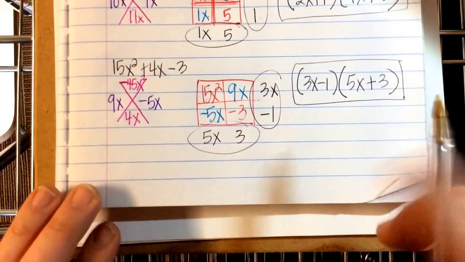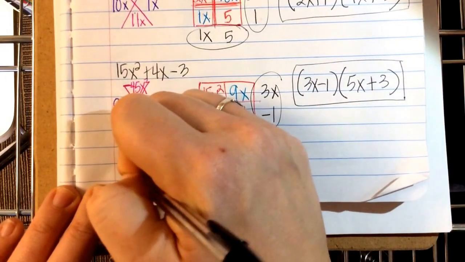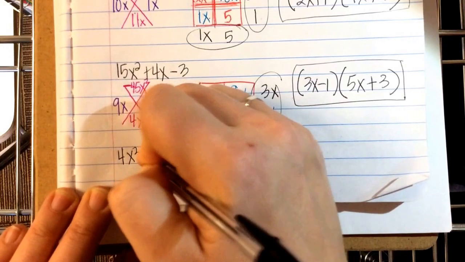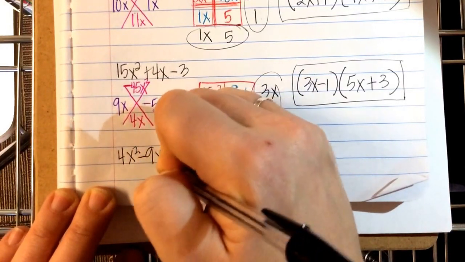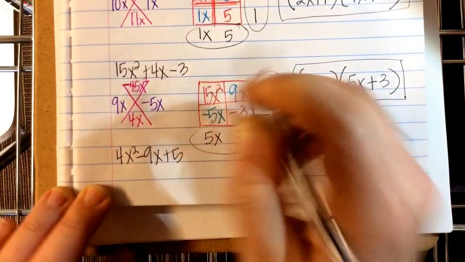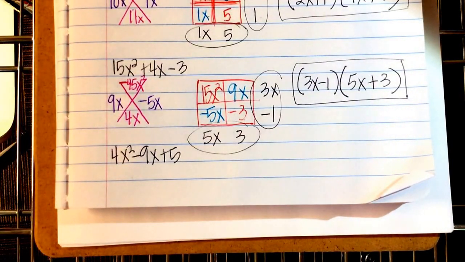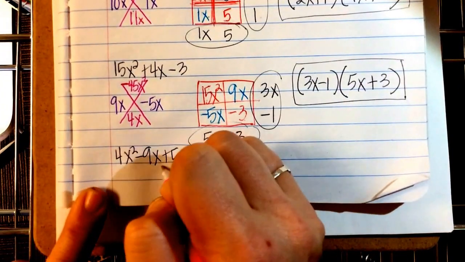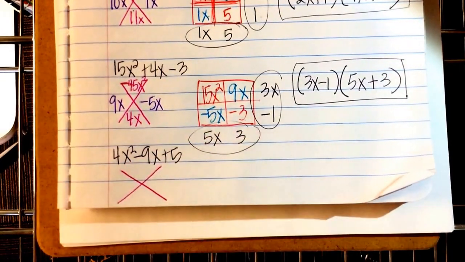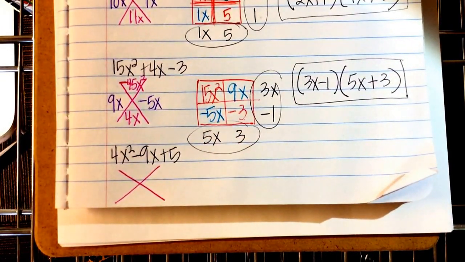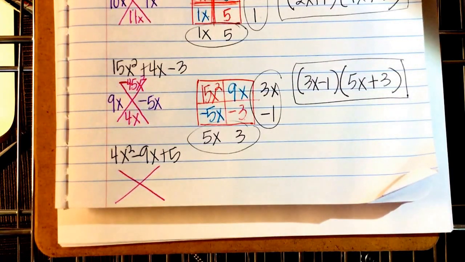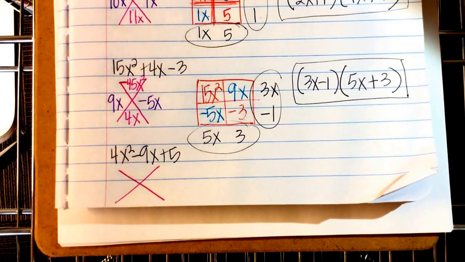Let's do one more. 4x squared minus 9x plus 5. Got to squeeze a little bit to fit it in there, but it'll work. See if you can start it yourself. I'll do a little delay so you can check up here. See if you can get going.